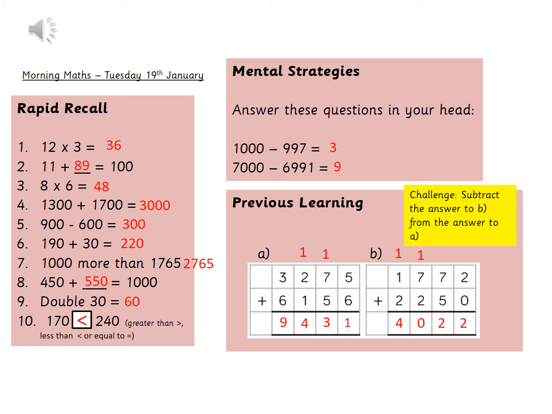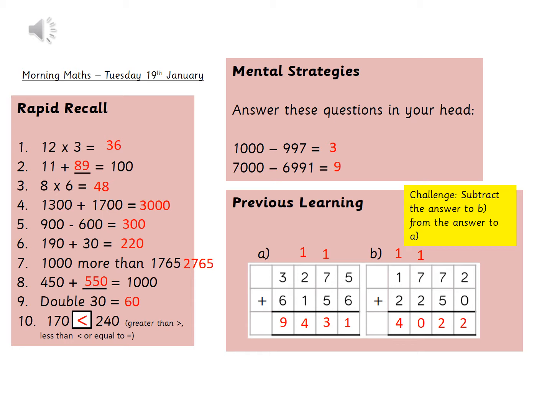12 times 3 is 36. 11 add 89 is 100. 8 times 6 is 48. 1,300 add 1,700 is 3,000. 900 take away 600 is 300. 190 add 30 is 220. 1,000 more than 1,765 is 2,765. 450 add 550 equals 1,000.